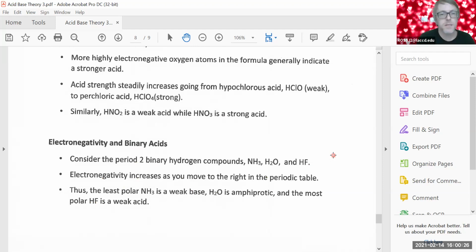Binary acids. Here we've got ammonia. Ammonia is not an acid, but it's a binary compound. It contains hydrogen with something else. Water contains hydrogen with something else. HF contains hydrogen with something else. So it's binary, a collection of two different elemental types. We know that electronegativity increases from the bottom left of the periodic table towards the top right, with reducing metallic character.